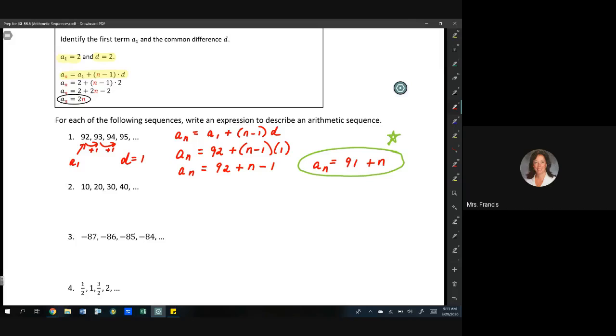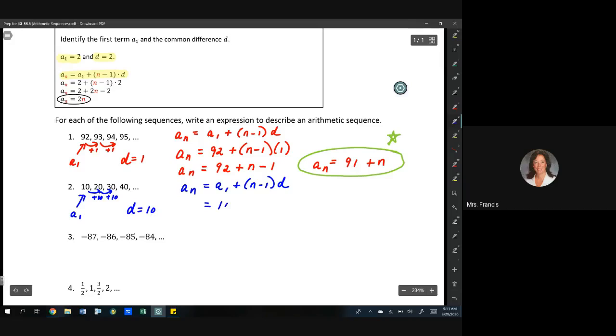All right, so the next one, again, I'm going to use a different color here. I'm going to rewrite the formula and fill it in. A sub 1 is 10. And as we go from term to term, we can see that we're adding 10. So d is equal to 10.